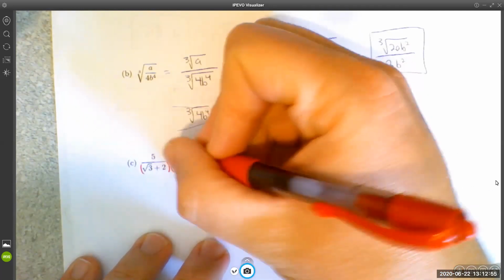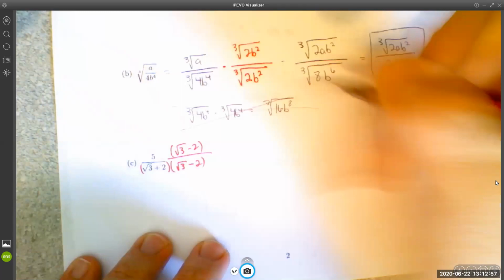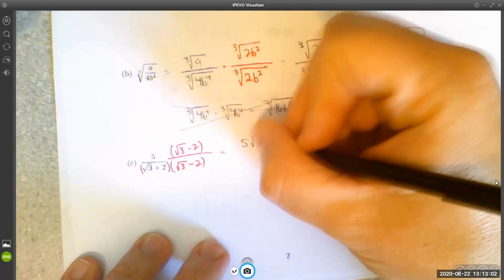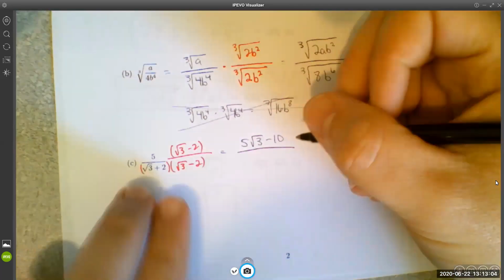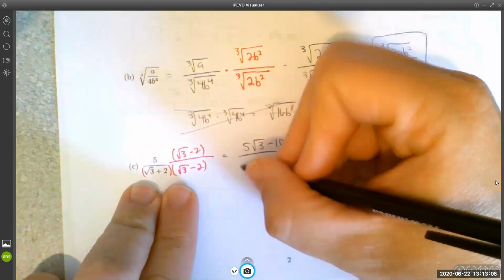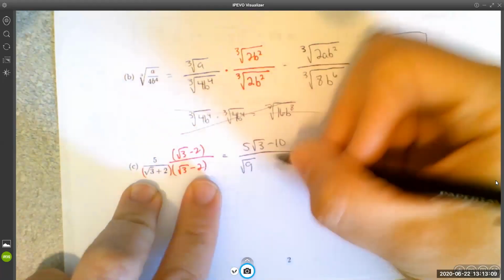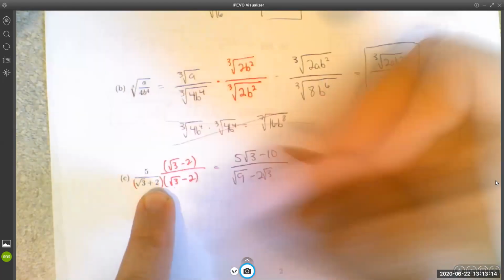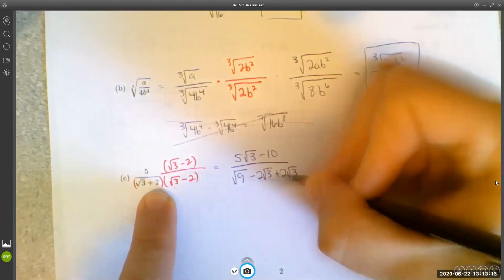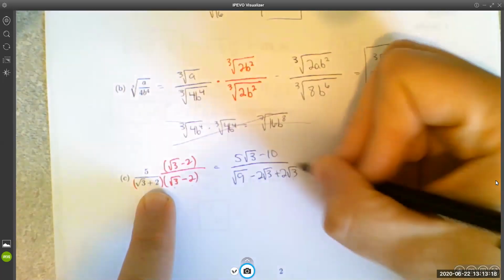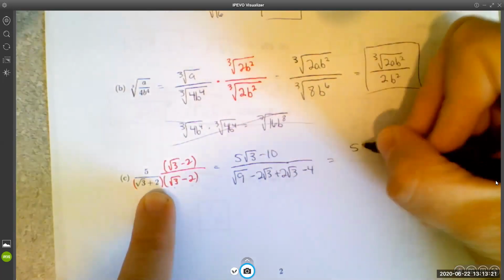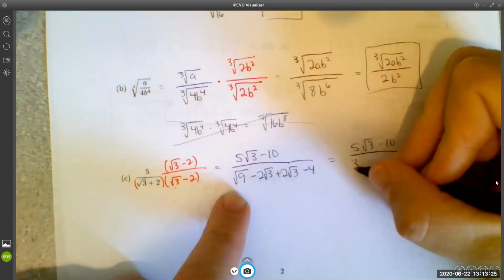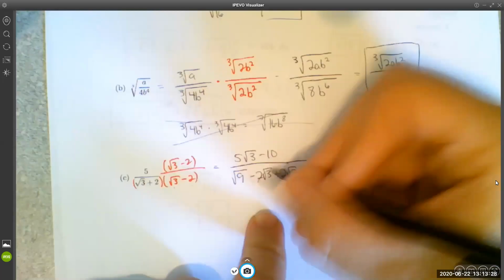Of course, I have to do the same thing in the numerator then. And we get 5 root 3 minus 10 over root 3 times root 3 is root 9. Then we have a negative 2 root 3, then a positive 2 root 3, and then a negative 4. We have 5 root 3 minus 10 over square root of 9. Negative 2 root 3 and positive 2 root 3 cancel.